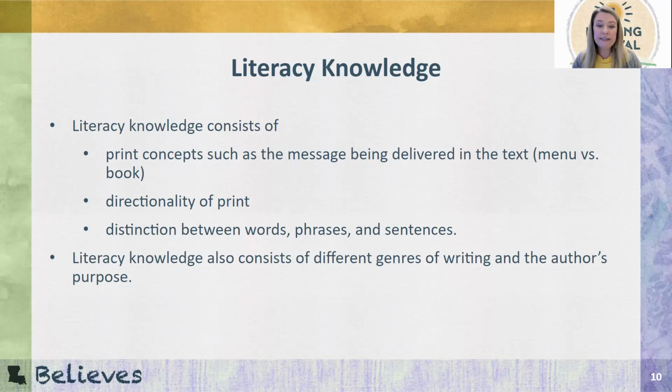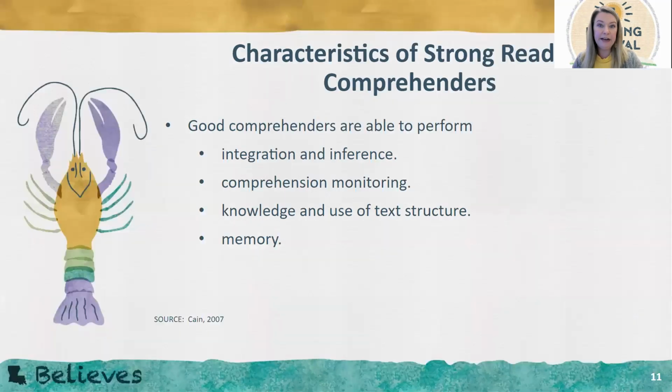Literacy knowledge also consists of different genres of writing and the author's purpose. And it's really important because purposes build as students get older. And so in grades 6 through 12, bias becomes a huge part of what they're reading and even discussing. And so if they understand that, then that affects their comprehension as well. The purpose is no longer just to inform. There's a lot of persuasion happening. There are argumentative pieces where they're trying to prove their point and get you to understand their claim and their counterclaim. And so understanding these things definitely helps aid reading comprehension.